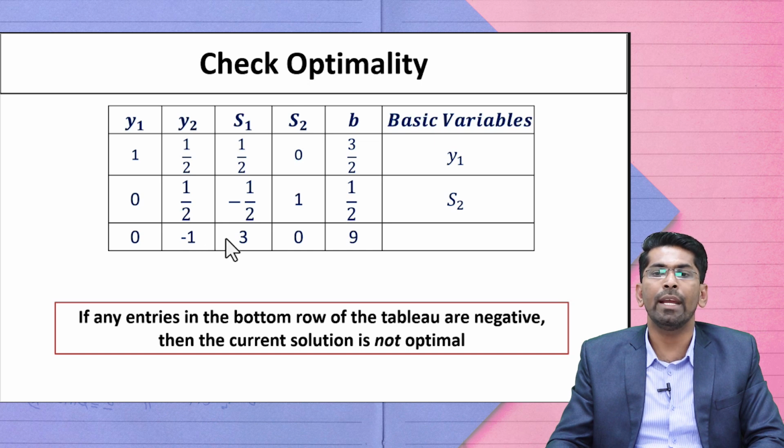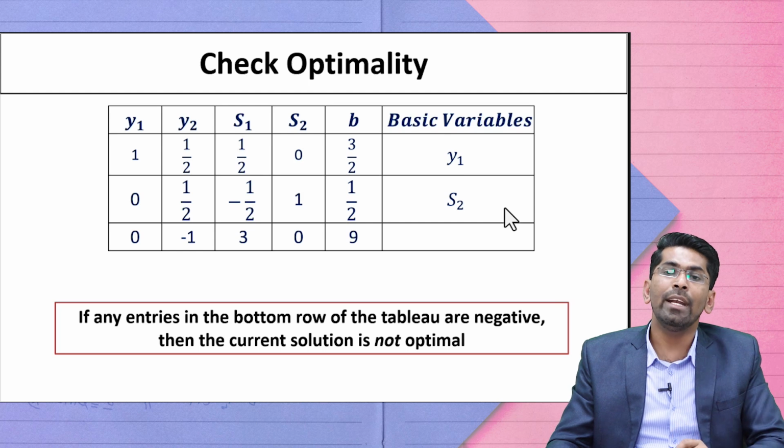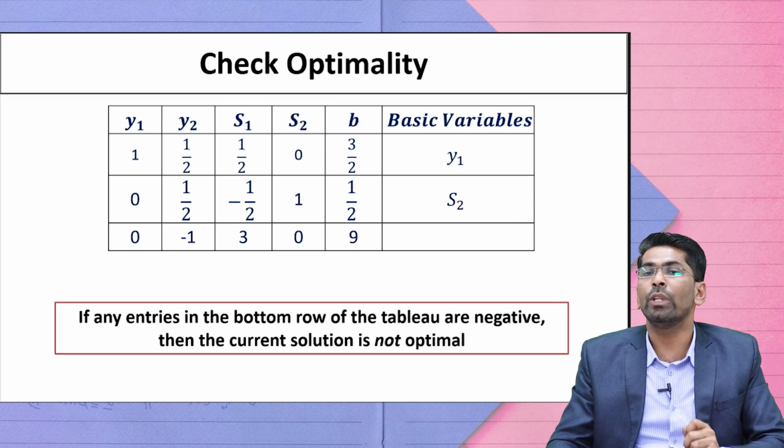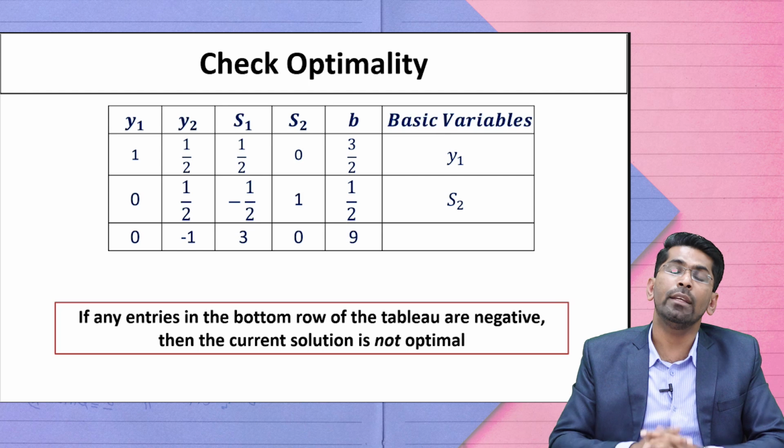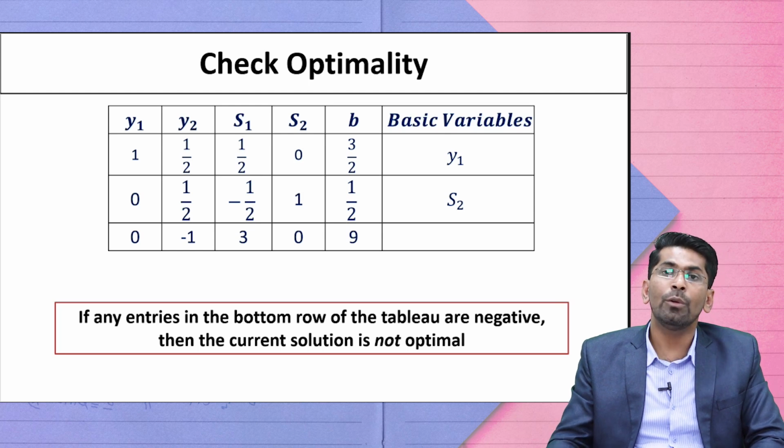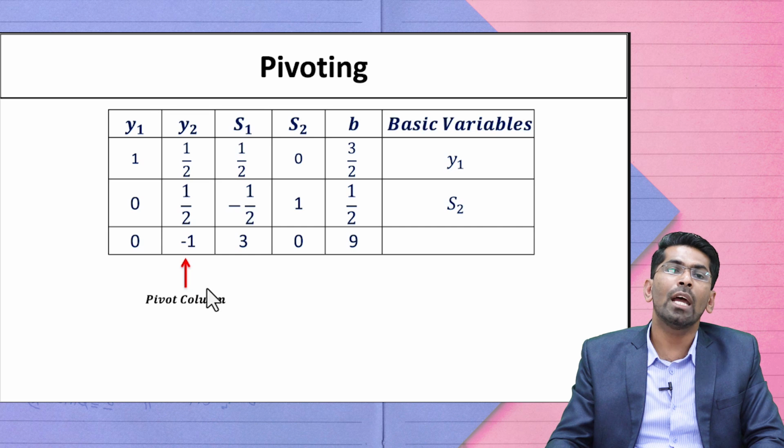Still we have one negative value in the bottom row, indicating that this particular solution is not an optimal solution. Then we go for the process of pivoting again, by identifying the pivot element through the iterative process to create a new table. So here we are going to conduct all the process through pivoting. Now the new table is ready for the iterative process.